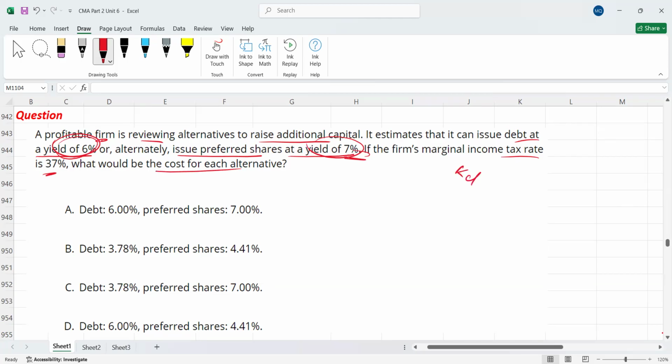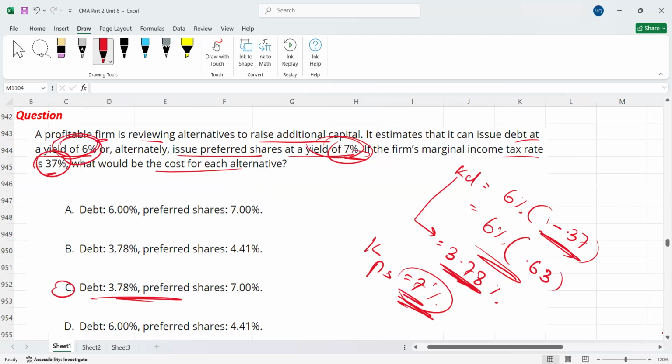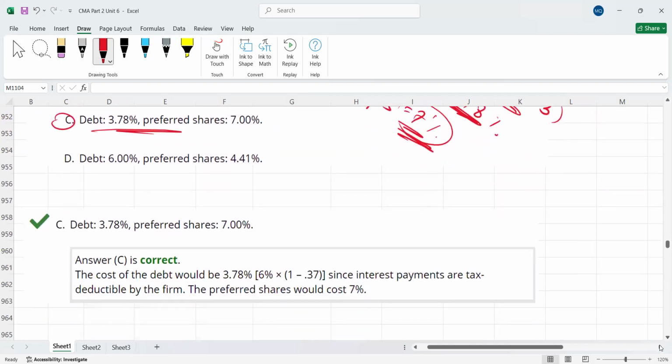For the cost of debt, I'll take 6%, which is given here, times 1 minus tax. Tax is how much? Not 40%, but 37%, so 0.37. So 6% times 0.63. If you solve it, I believe it is going to give you 3.78%. You can cross-check. For the cost of preferred shares, it will be 7% pre-tax. You will not take any effect of tax. So the cost of debt will be 3.78% and the cost of preferred shares will be 7%. I believe option C is correct. Understood?